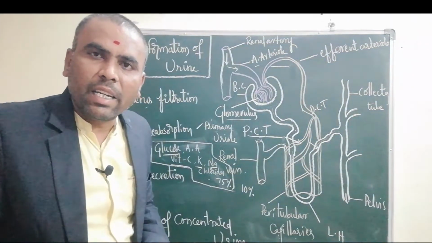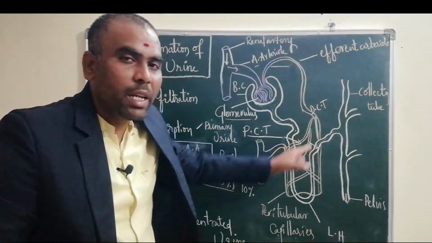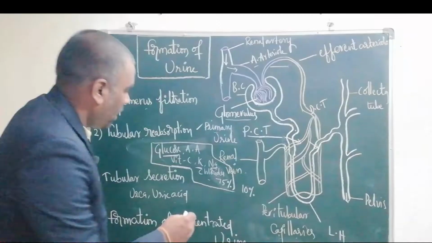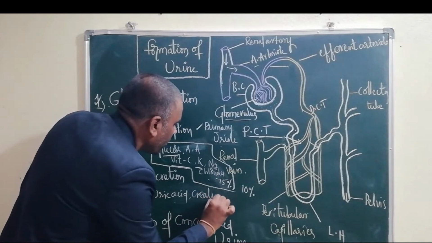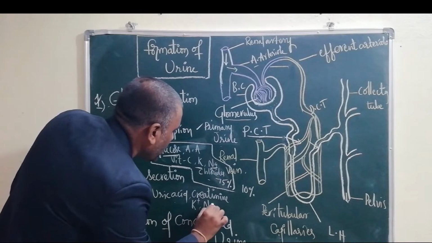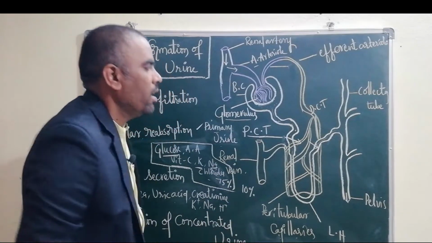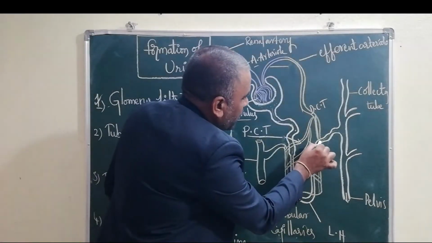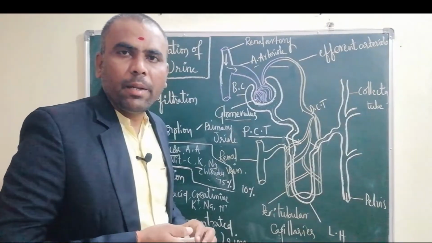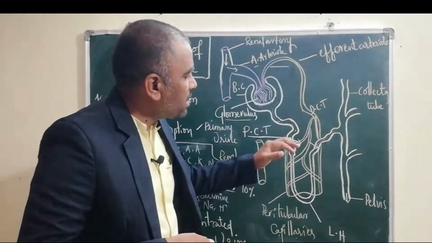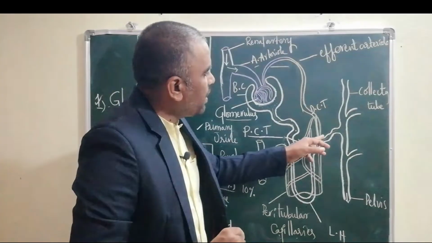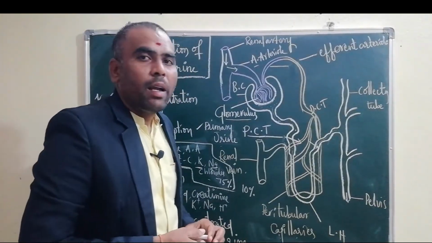What materials are secreted into the DCT from the peritubular capillaries? Materials like urea, uric acid and creatinine, and excess salts like potassium, sodium and hydrogen. These materials are secreted into the DCT from the peritubular capillaries. Due to this secretion, the concentration and pH of the urine are maintained. From the DCT, the urine goes to the collecting tube.